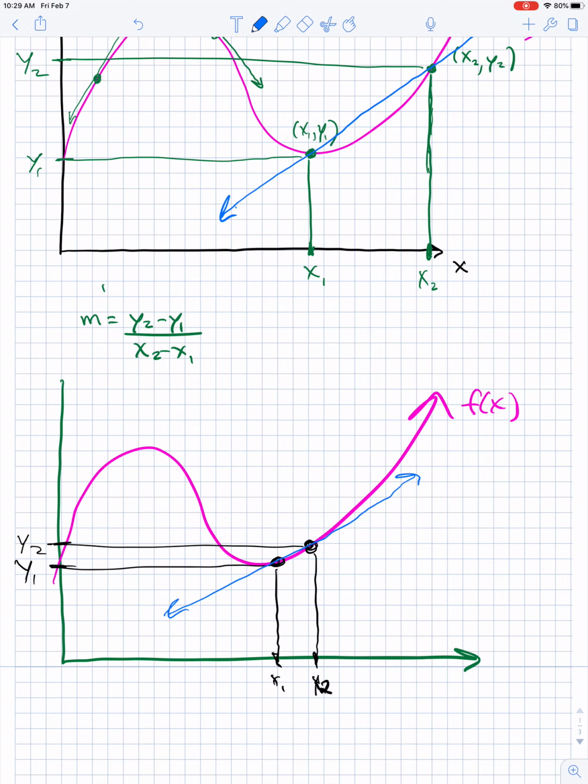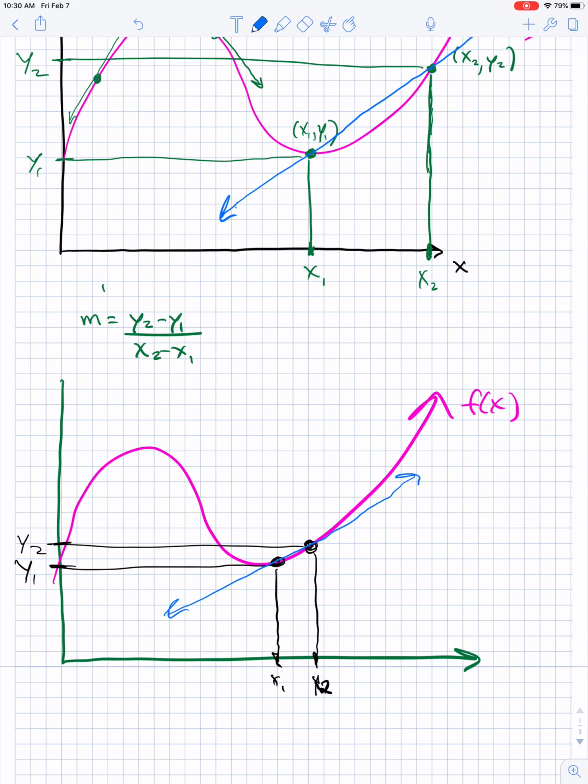And is that the right answer? Well, it's a lot closer, right? You can argue that basically we took x2 closer to x1. And so you can see that it's a lot closer to the slope of the tangent line, but it's still not perfect, right? It's still not right on that f of x pink line.